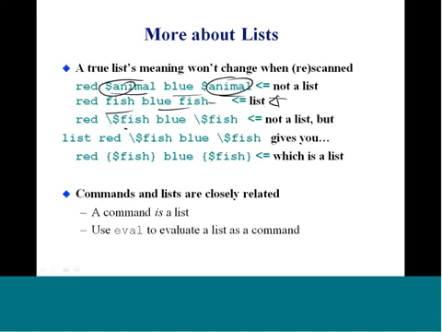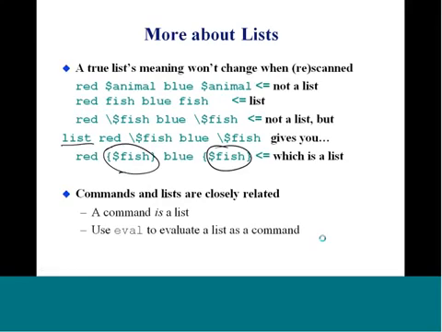Now red escape fish, blue escape fish, this is not a list, but if you say just list red, this one, this gives you basically red, and then it puts this as one collection, and now this can be a list, since that is a word. So one thing is that commands and lists are closely related. A command is actually a list, and use eval to evaluate the list as a command.